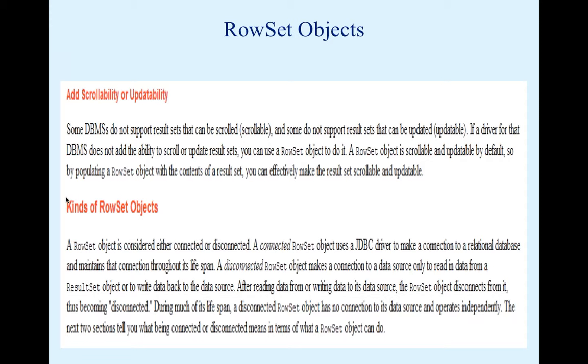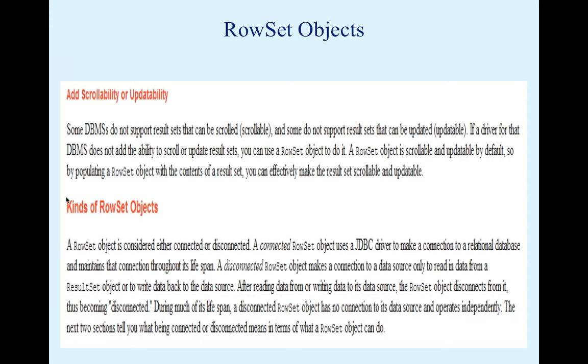Kinds of row set objects. A row set object is considered either connected or disconnected. That means it can be connected to the database, or disconnected also. A connected row set object uses a JDBC driver to make a connection to the relational database and maintains that connection throughout its life. A disconnected row set object makes a connection to the data source only to read in the data from a result set object or to write data back to the data source. After reading from or writing data to the data source, the row set object disconnects from it, thus becoming disconnected. That means you read the data, disconnect it. You write the data, disconnect it.